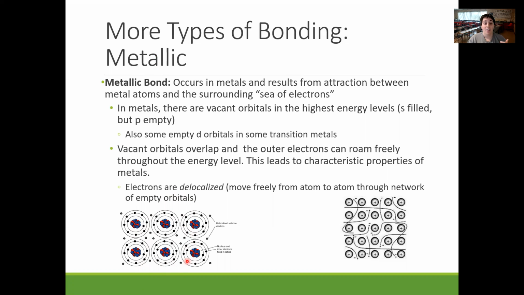For example, that's what makes metals so good at conducting electricity, because conductive electricity is movement of charge. Electricity is the movement of electrons. So being able to have those loosely held electrons flow through these metallic bonds is what makes metals so good at conducting electricity.